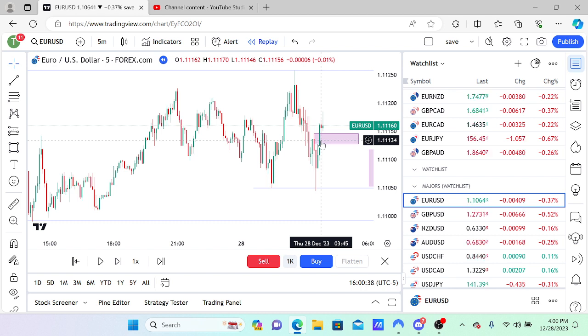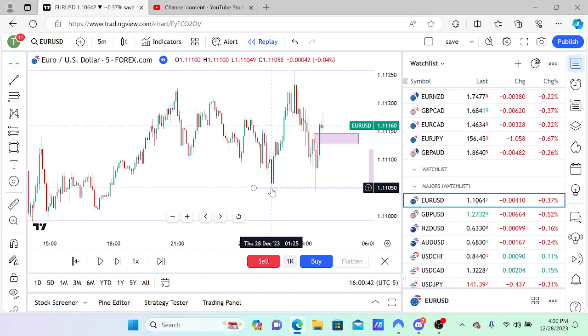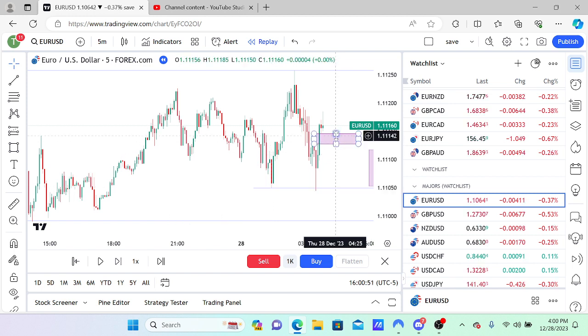Right after taking that liquidity pool right here, pay very close attention. It takes that liquidity, it runs those stops, shift in market structure, change in trend. Look up: where's the next key liquidity pool? Right here. It's that simple. That's how you establish where the next draw is. But again, you have to have a firm understanding of market structure. You need to know what a market structure shift looks like. And you also got to know what your key liquidity pools are, obviously.